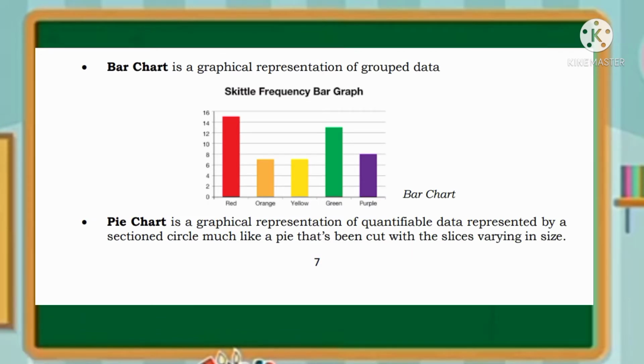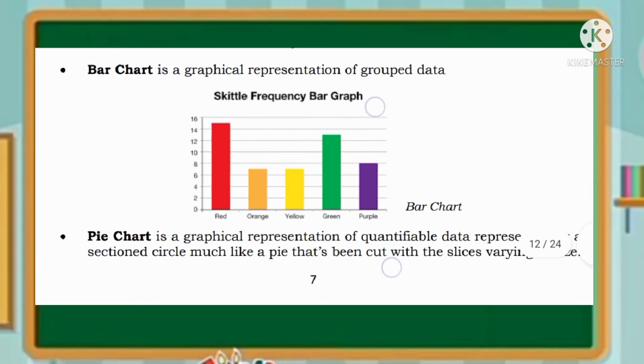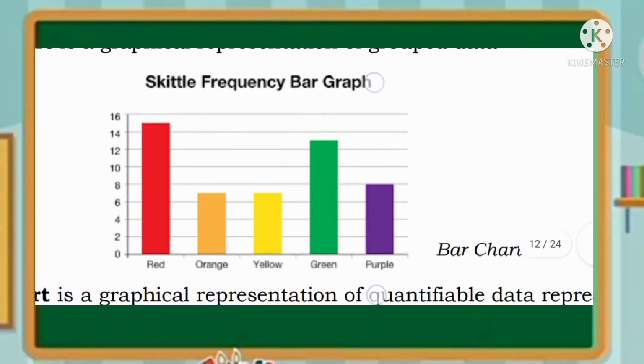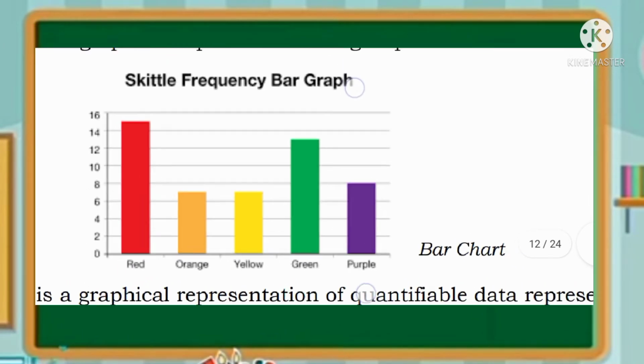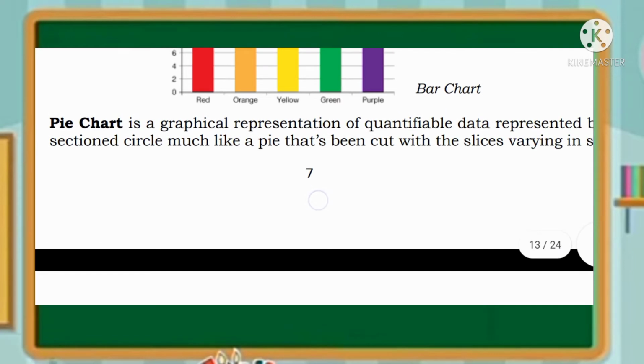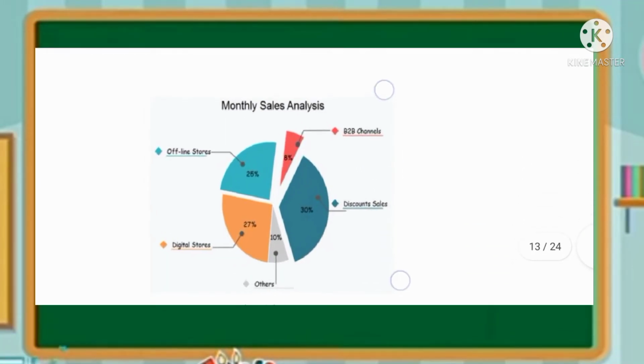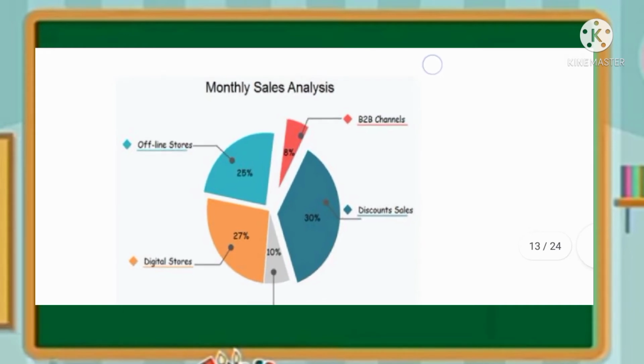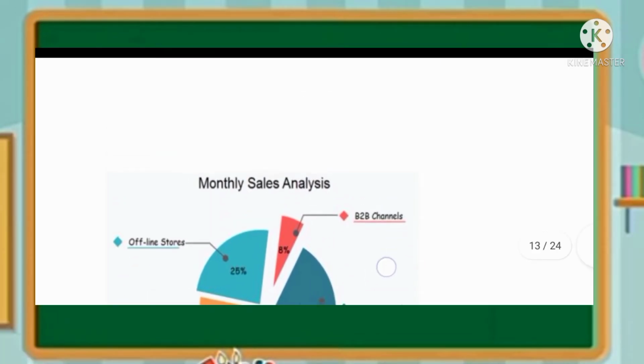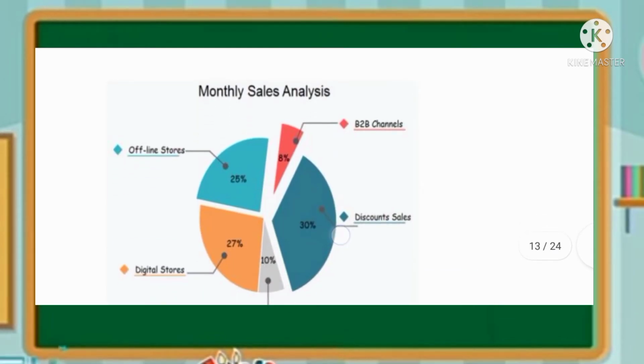And the second one is a bar chart. It is a graphical representation of grouped data. This is an example of a bar chart. And next is the pie chart. It is a graphical representation of quantifiable data represented by a circle, much like a pie that's been cut into little slices varying in size. This is an example of a pie chart. As you can see, it's like a pie cut into pieces.